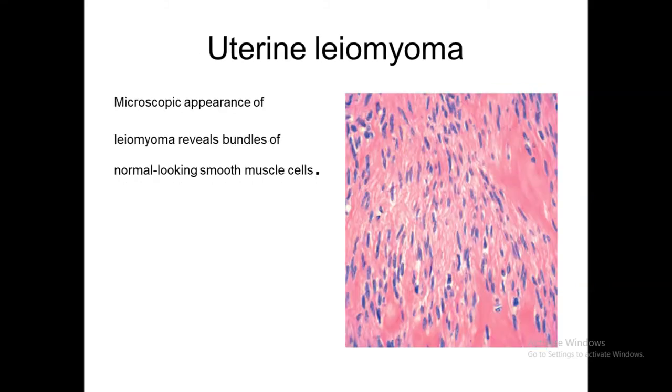Microscopically, uterine leiomyoma shows interlacing bundles of spindle cell proliferation. Here, these are spindle cells proliferation, spindle nuclei with blunted ends, and prominent eosinophilic cytoplasm. Here there is no mitosis, no necrosis, and no cellular or nuclear atypia. All cells are uniform with no features of malignancy.